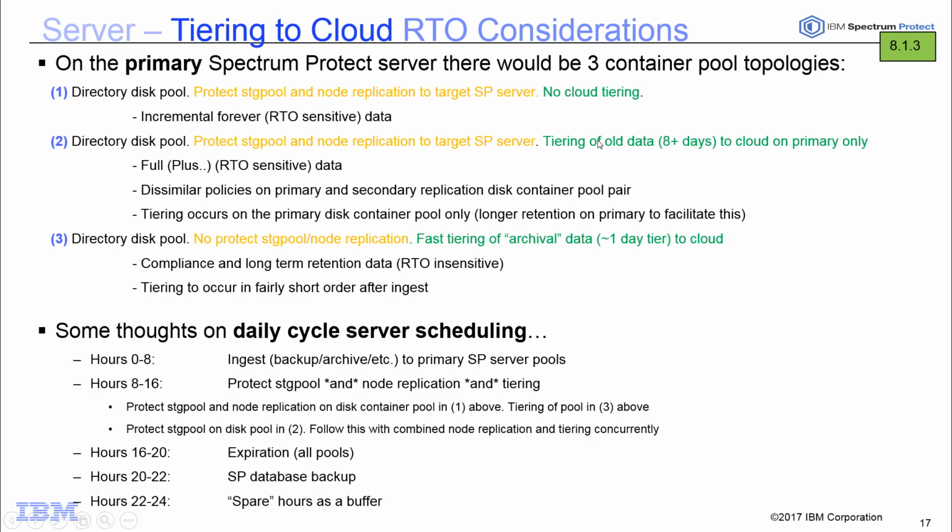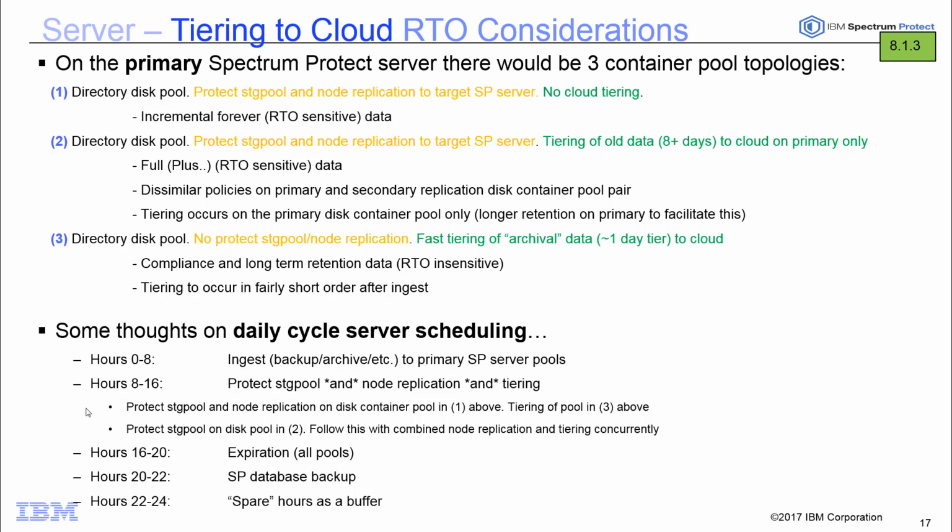And then using the third example in the previous slide, you would have no Protect storage pool or node replication for this recovery time insensitive data, but you would tier it out to the cloud rapidly, approximately every day. You would tier it out to the cloud. So you do want to give some thought to how you set up your daily cycle for your Spectrum Protect server when it's doing these different types of operations.